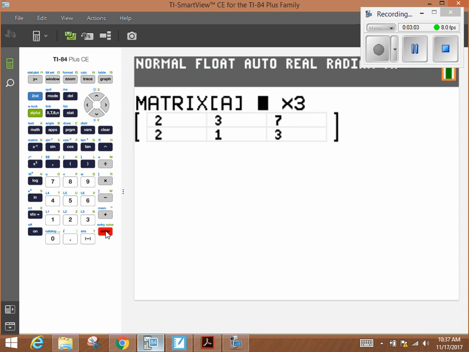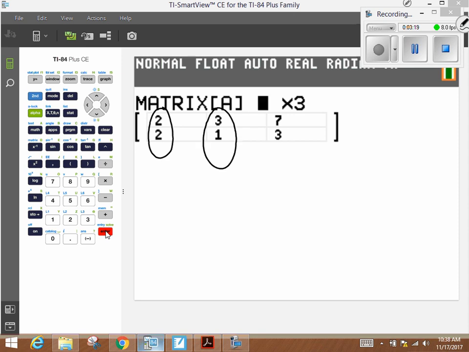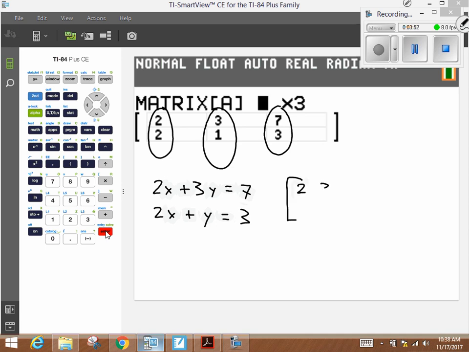For matrix A, I've got to make it a 2 by 3 matrix. 2 refers to our number of rows, 3 refers to our number of columns. And in there, I'm going to put the coefficients of x. These are going to be all of my coefficients of x. These will all be my coefficients of y. And this is everything to the right of my equal sign. So this corresponds with 2x plus 3y equals 7, and 2x plus y equals 3. If we were to actually draw the matrix for this, it would look like 2, 3, 2, 1, 7, 3. So that line is pretty much an equal sign in there.